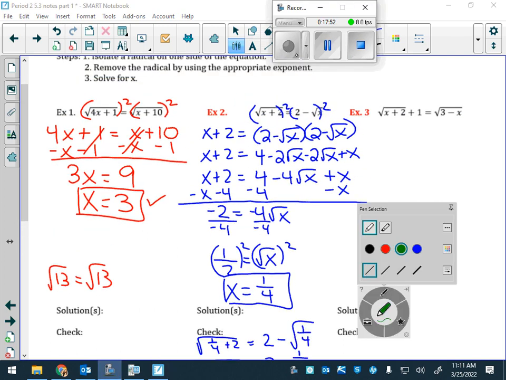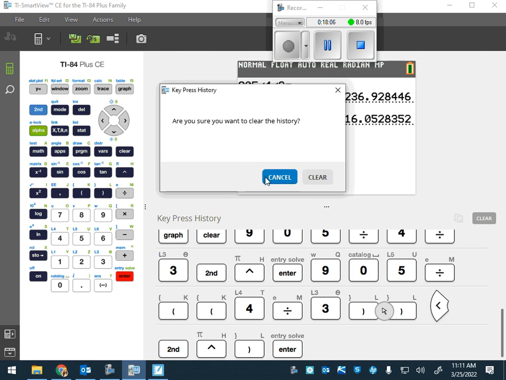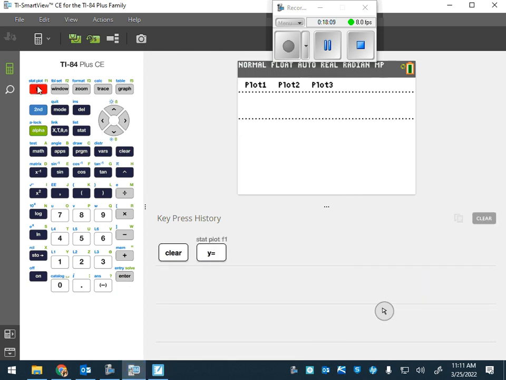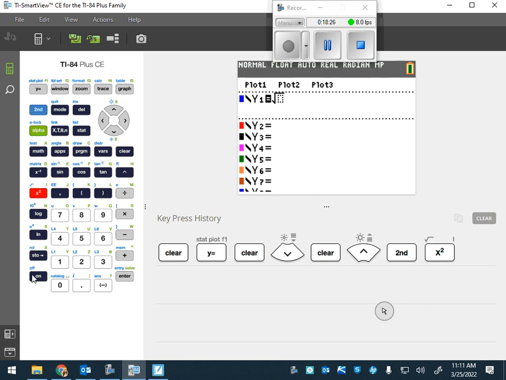On the left-hand side, we have y1. On the right-hand side, we have y2. Okay? So in your calculators, let me clear this out. Okay. So go to y equals, which is above the second key. Okay? In y1, you're going to enter the square root of x plus 2. So second x squared, x plus 2. The x key is below the mode key.